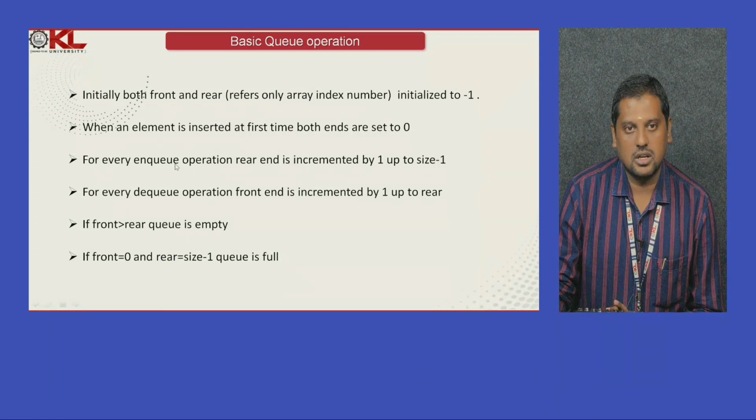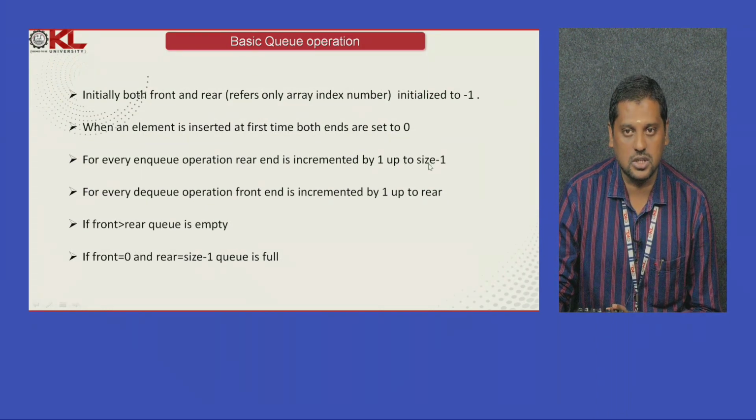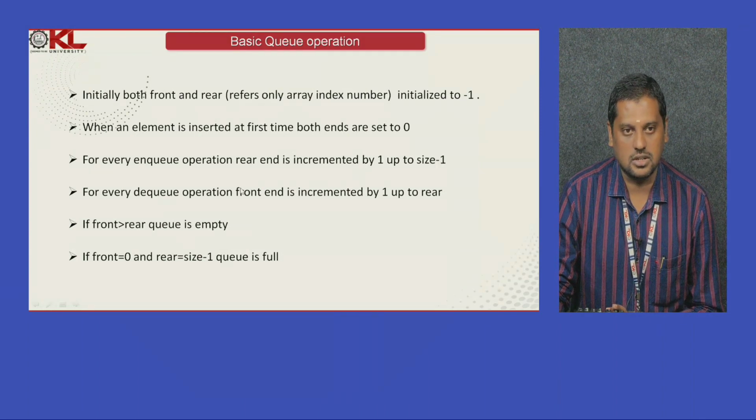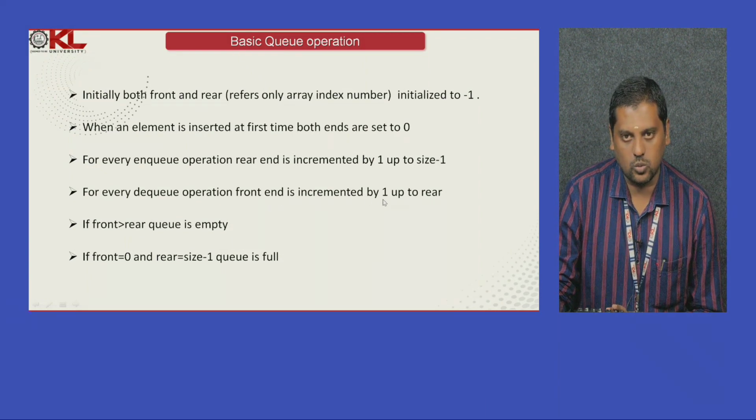For every insertion of an element, be very clear, the rear end is incremented by 1 up to size -1. Size is nothing but the maximum size of the Queue. After that we should not increment the rear. For every DQ operation, the front end is incremented by 1 up to rear, so we increment the front each and every time by 1 only till the rear value.